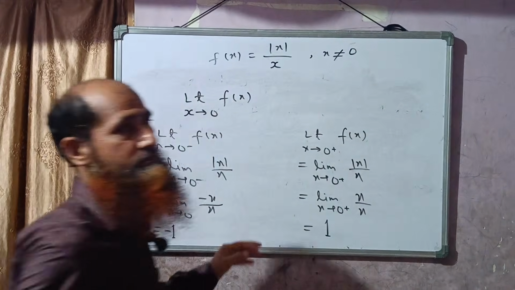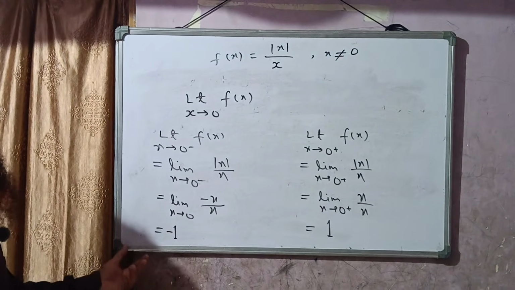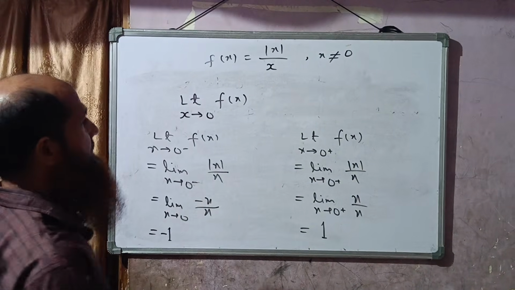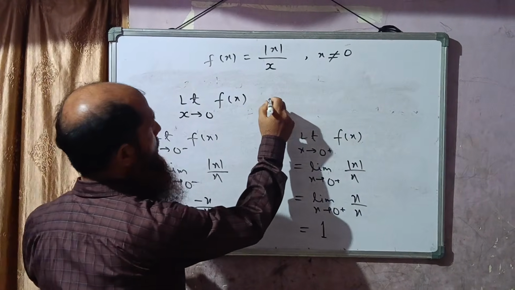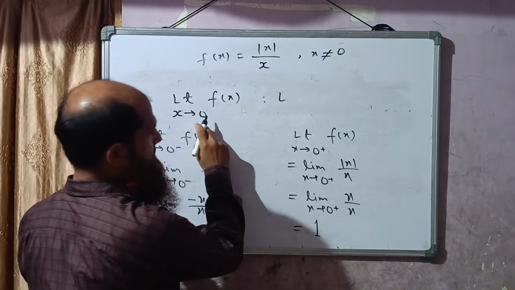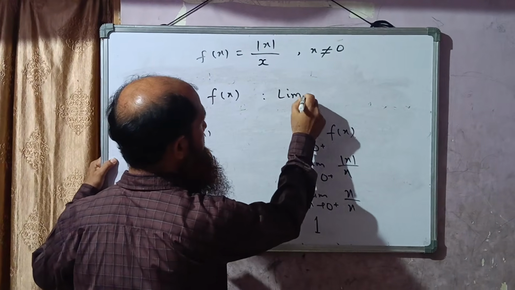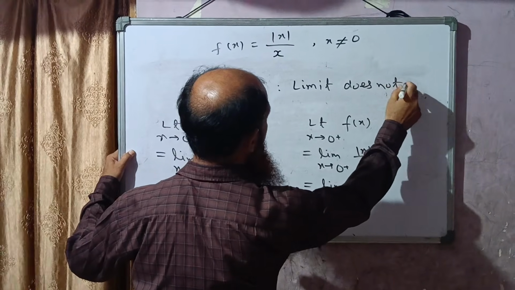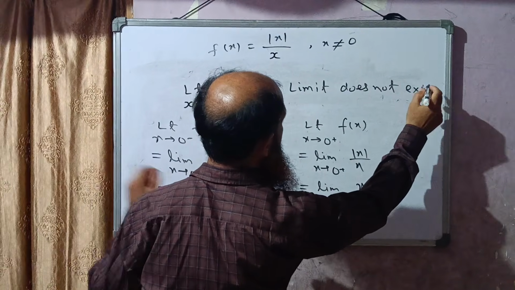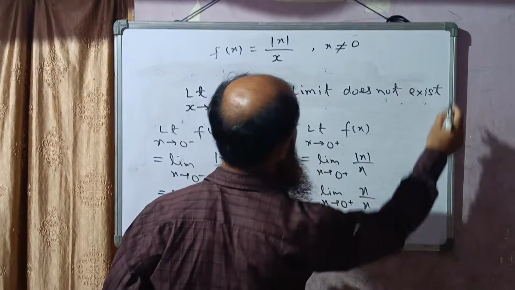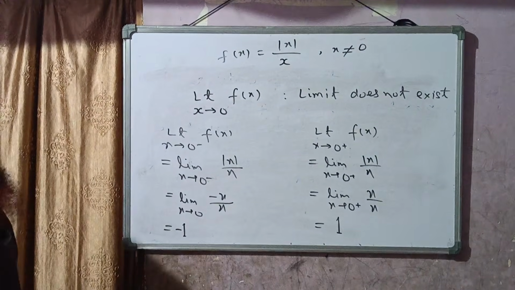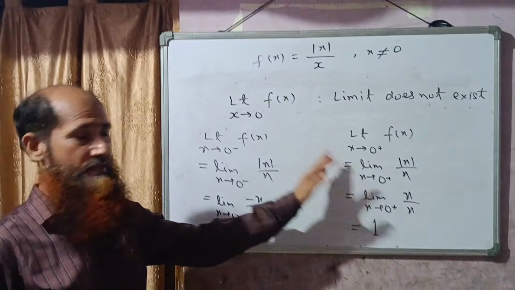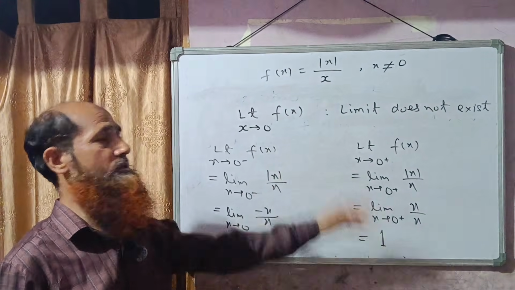So right hand limit is 1, left hand limit is minus 1. The two are not equal. As the left hand limit and right hand limit are not equal, we say that this limit does not exist. About this limit, what we will say? The limit does not exist. So for the existence of the limit, left hand limit and right hand limit both should exist and should be equal. In this example, they are not equal. So we say that limit does not exist.